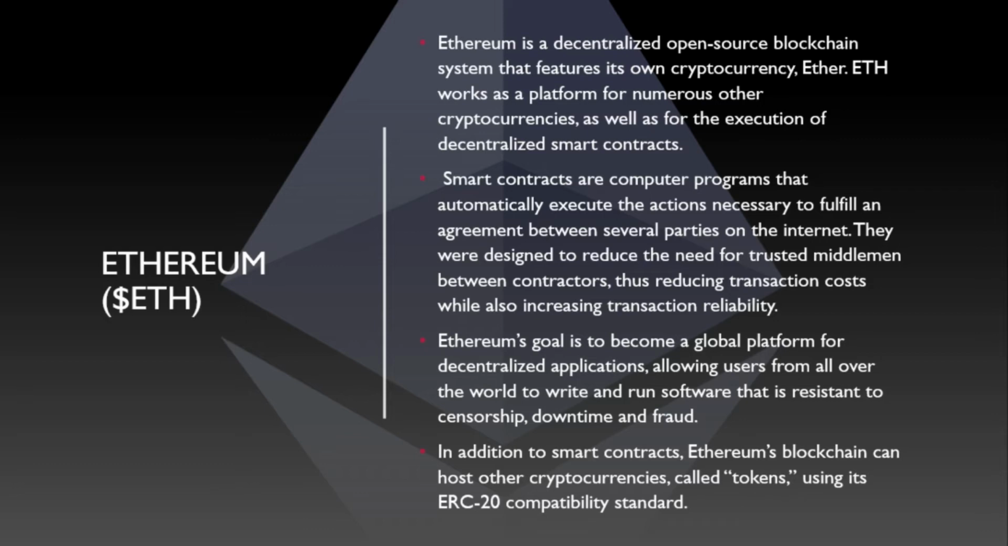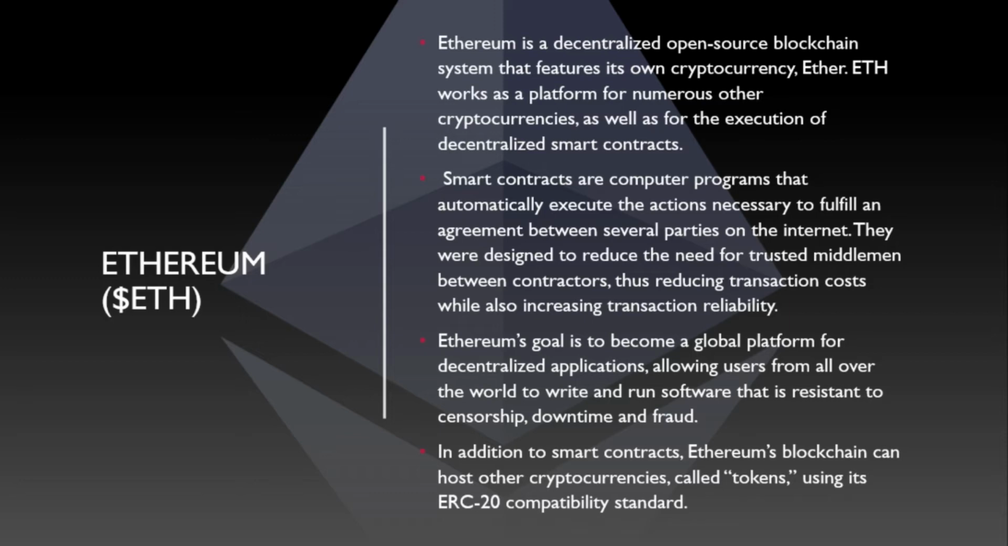Ethereum is a decentralized open source blockchain system that features its own cryptocurrency, Ether. Ethereum works as a platform for numerous other cryptocurrencies as well as for the execution of decentralized smart contracts. Smart contracts are computer programs that automatically execute the actions necessary to fulfill an agreement between several parties on the internet. They were designed to reduce the need for trusted middlemen between contractors, thus reducing transaction costs while also increasing transaction reliability. Ethereum's goal is to become a global platform for decentralized applications, allowing users from all over the world to write and run software that is resistant to censorship, downtime, and fraud.